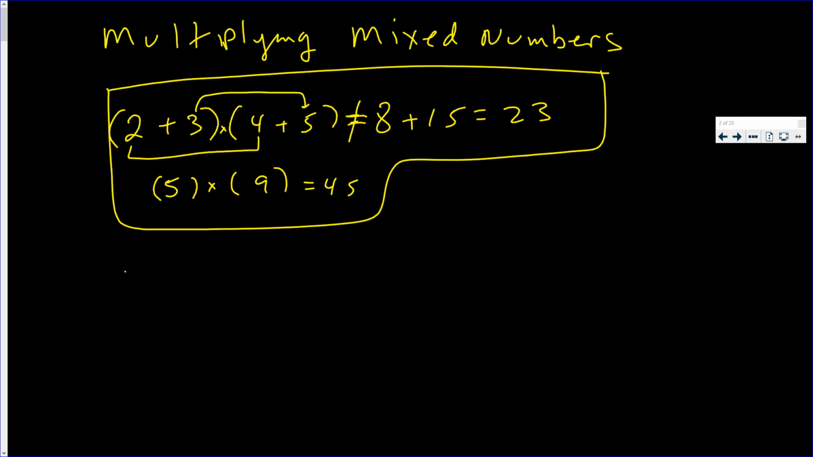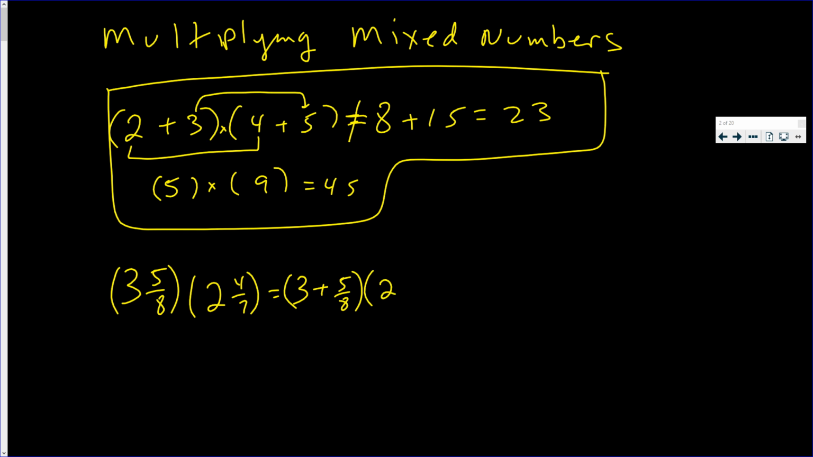So suppose we want to multiply 3 and 5/8 by 2 and 4/7. Remember, 3 and 5/8 means 3 plus 5/8, and 2 and 4/7 means 2 plus 4/7. Now, let's just not concentrate on that for a moment. A lot of students would say, oh, this is simple.